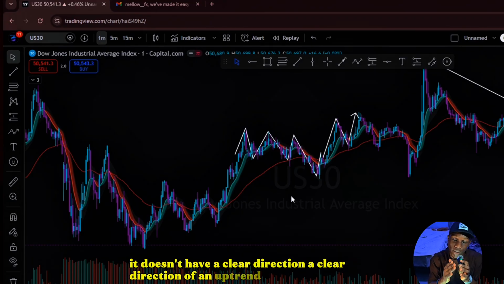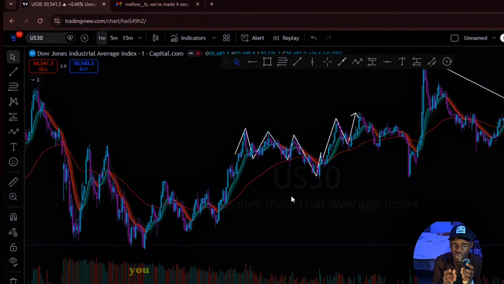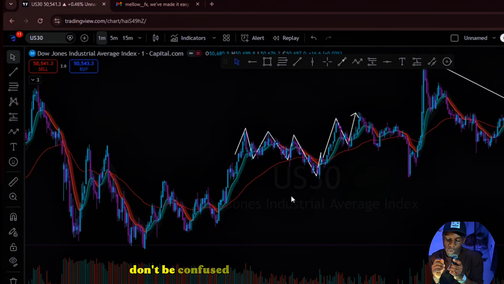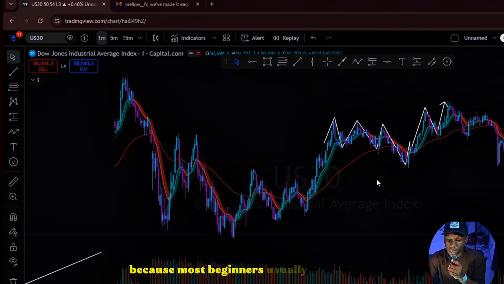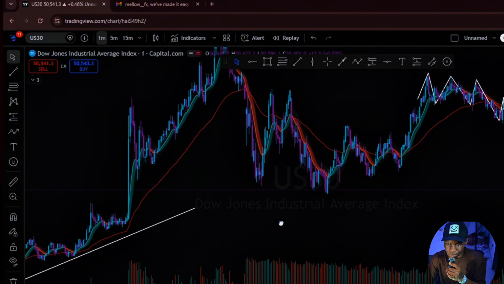In a clear uptrend, you will know that price is going towards the upside. In a clear downtrend, you will know that price is going downwards. But when it comes to consolidation, don't be confused, because most beginners usually get confused. Let's find another consolidation area.